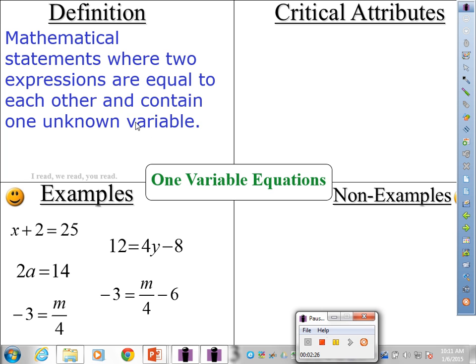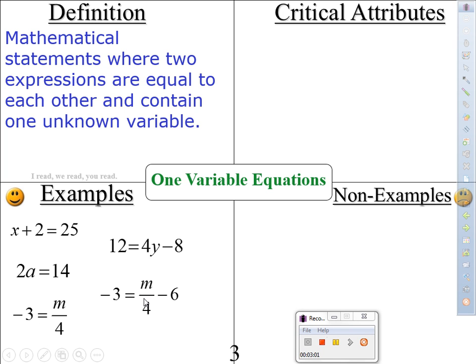All right, here we go. Pens down, eyes up here, just to double check. And like I said, this is a review. We've already seen this before. It says mathematical statements where two expressions are equal to each other and contain one unknown variable. So, is this an expression? Yes. Are they equal to each other? Yes. Same here. Only one variable? Yes. Yes, and yes.